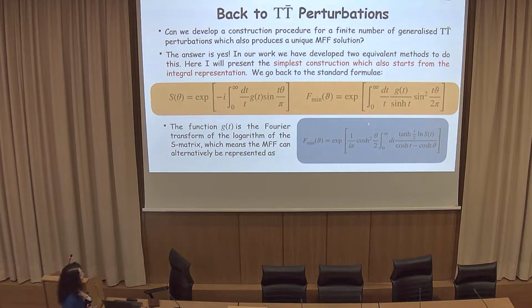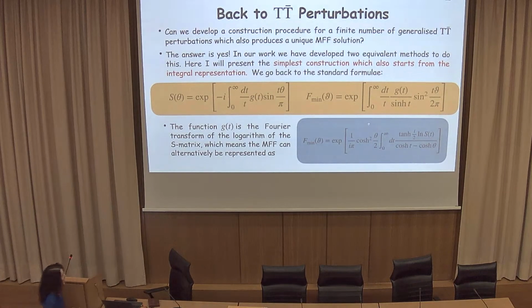Then you can say, why couldn't I use this formula to deal with the TTbar perturbation? I just have to put the S matrix in there and run with this. Well, the problem with the TTbar perturbation is that this CDD factor, although it's very simple, just the exponential of a sum of sinh's, is the kind of function that doesn't have a well-defined Fourier transform. That's why you have problems when you try to do this.